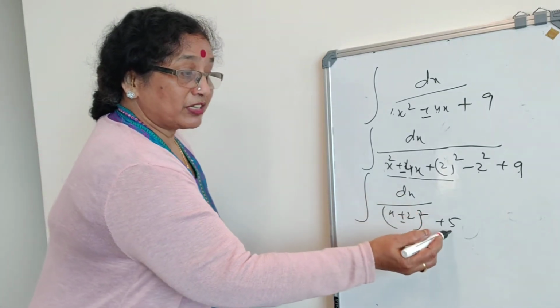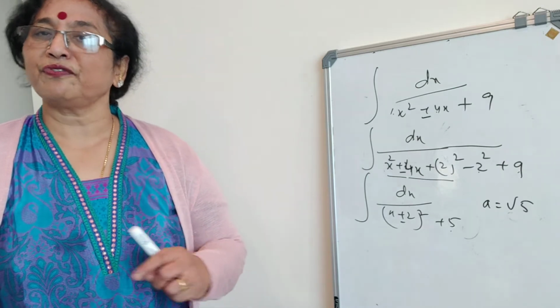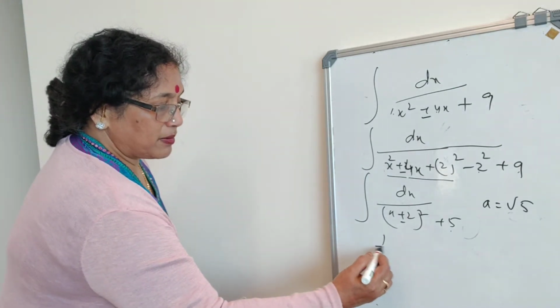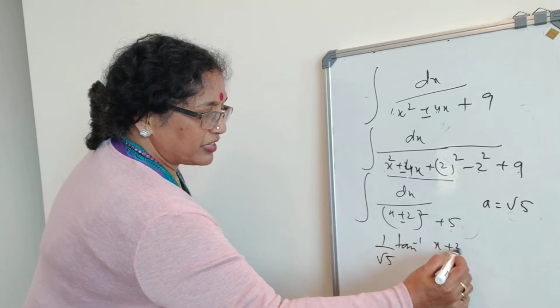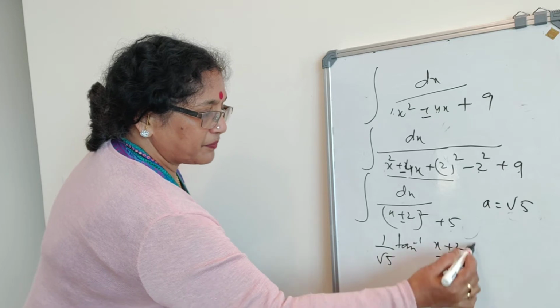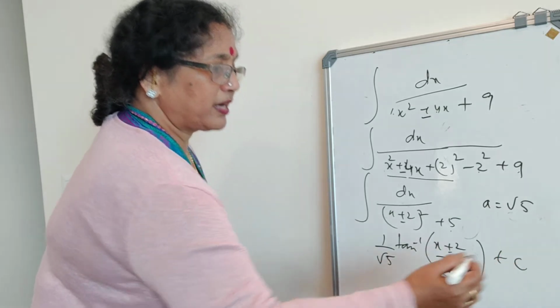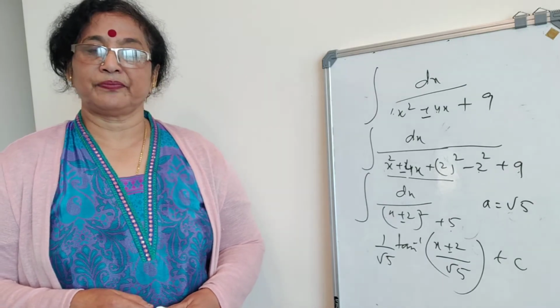Now you got it. What is my a? A is root 5, because 5 is root 5 square. So this becomes 1 by a tan inverse, the linear part, whether it's plus 2 or minus 2, whatever it is, by a. Finished. The sum is over. Don't forget to write the constant, right? Because this is an indefinite integral, right?